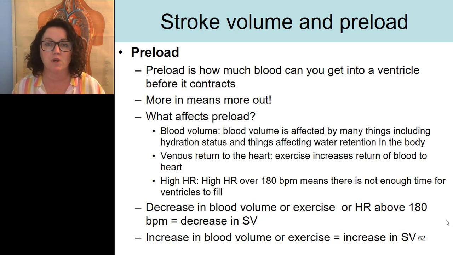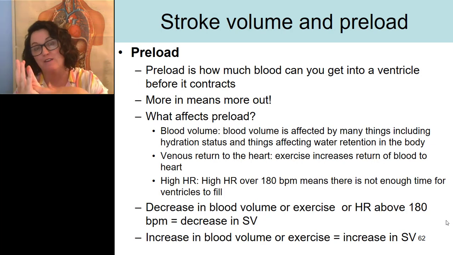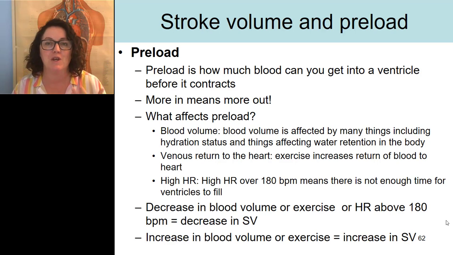The last thing we're going to look at is heart rate, and extremely high heart rates will cause preload to go down. And this makes sense if you think about it this way. If your heart's beating super fast, there's not enough actual time for the blood to get into the ventricle, which means your preload goes down and your stroke volume goes down. So really, really high heart rates, like over 180 beats per minute, which is more than twice the average amount. So average is 75 beats per minute. So this is a really high heart rate we're talking about here that will decrease preload and decrease stroke volume.